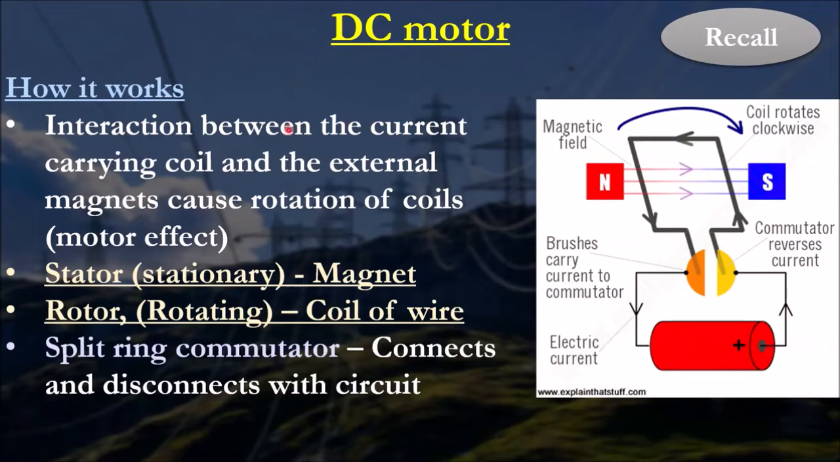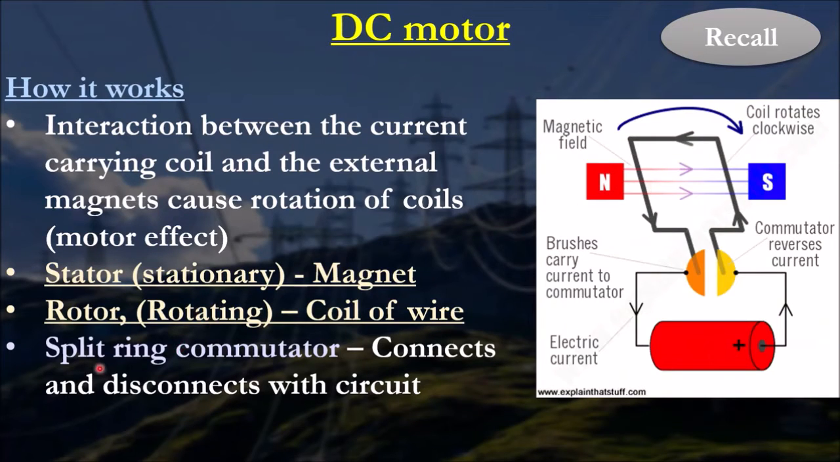So DC motor, in terms of how it works, remember there's two main parts, the stator, which is your stationary magnet, and then the rotor, which is your rotating coil. The reason why the DC motor rotates is because the current carrying charges in our coil will interact with the external magnetic field, causing the motor effect to occur. So there will be a force exerted on one side of the wire and another force being exerted on the other side. And that imbalance between the two causes some kind of rotation.